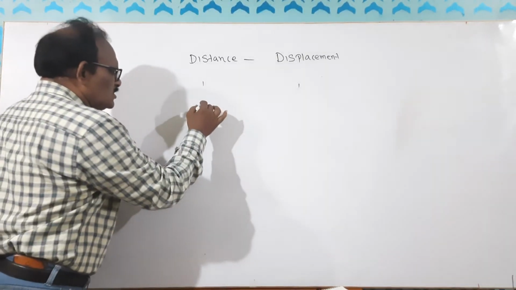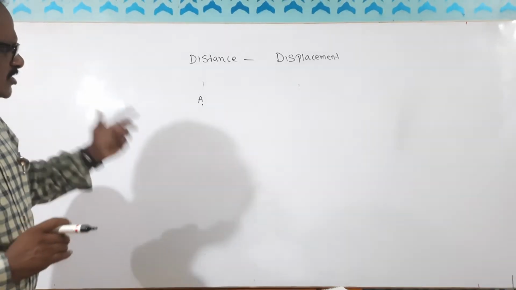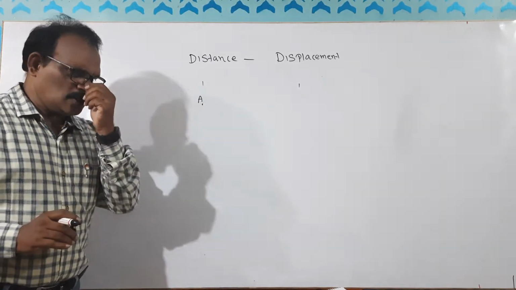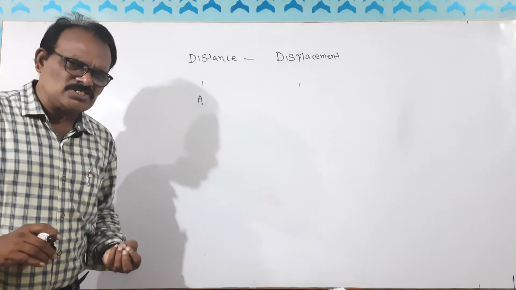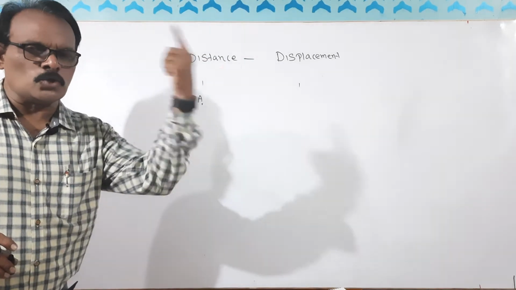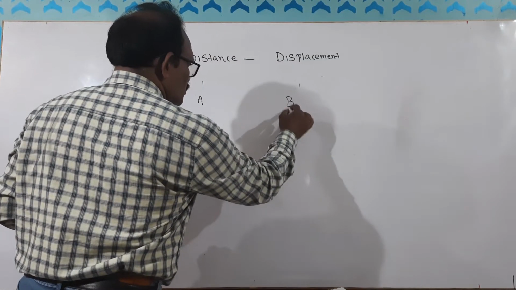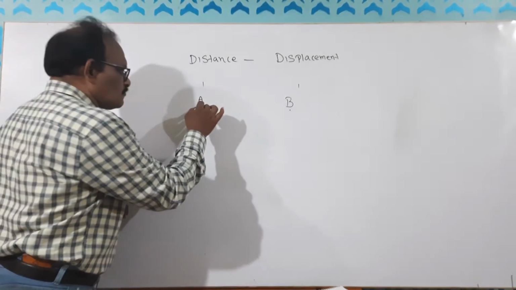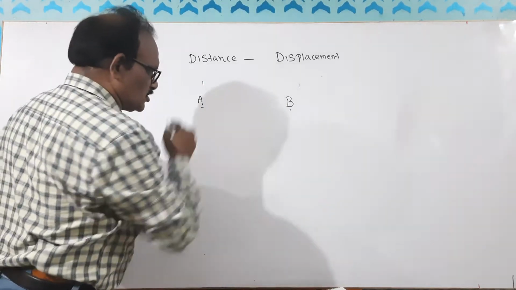Suppose A is a place, the initial place. The initial place is the place from where we are starting. See, if you are going from our house to school, then our house is the initial place, and where we want to go is the final place. Now B is a place, the final point. If a person wants to go from A to B, suppose this is your house and this is the station.